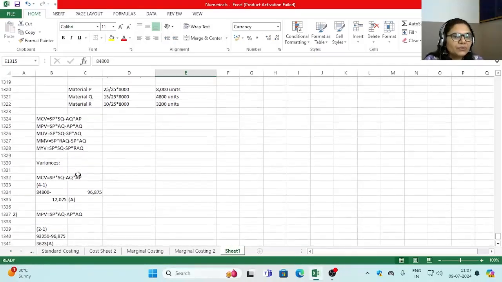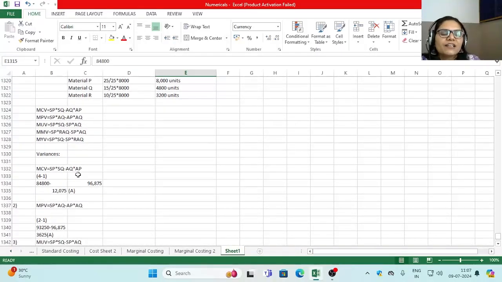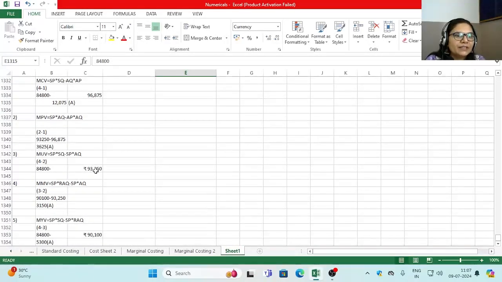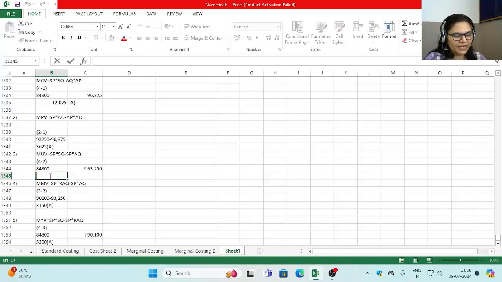Now we have all the values, and the calculation has become very easy. We know material cost variance is equal to SP into SQ minus AQ into AP, that is 4 minus 1, and we got 12,075 adverse. MPV is SP into SQ minus AP into AQ. We got 93,250. If we subtract 4 minus 2, we will get the value of material usage variance we are talking about. We will get 8,450 adverse.